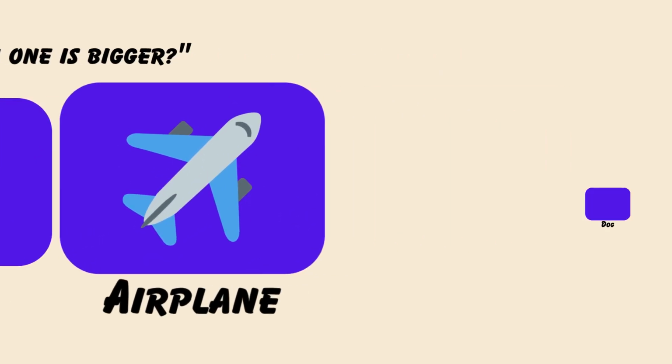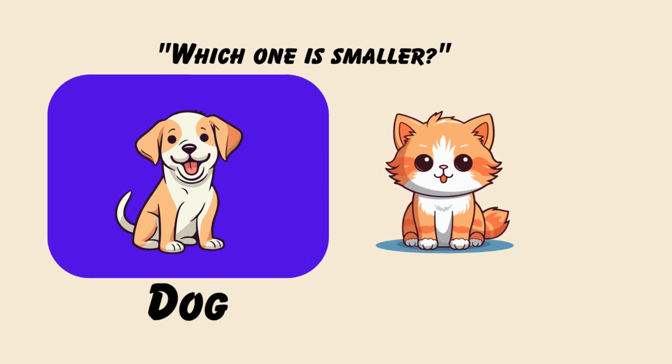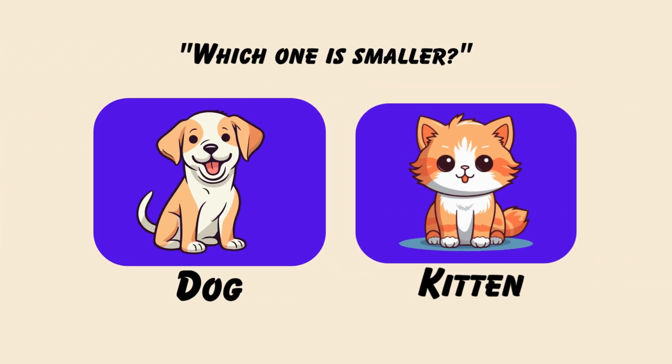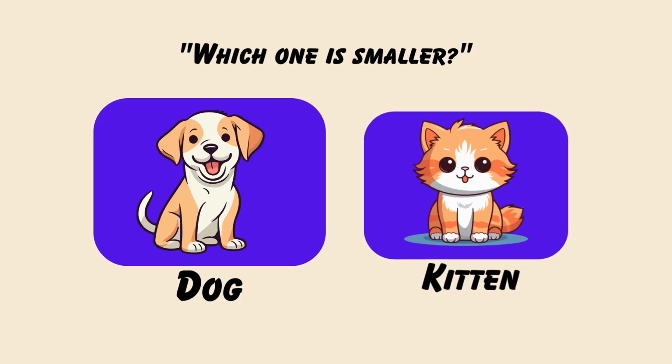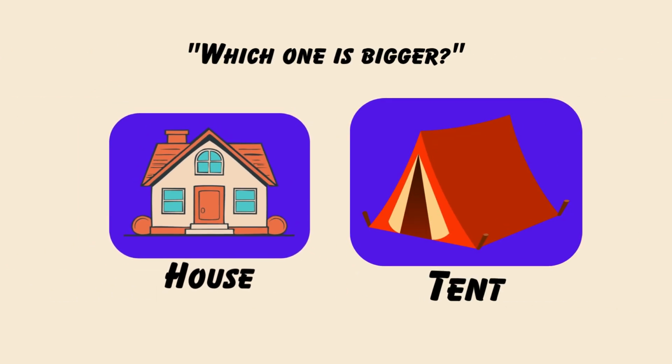Which one is smaller? Dog or kitten? Kitten. Which one is bigger? House or tent? House is bigger.